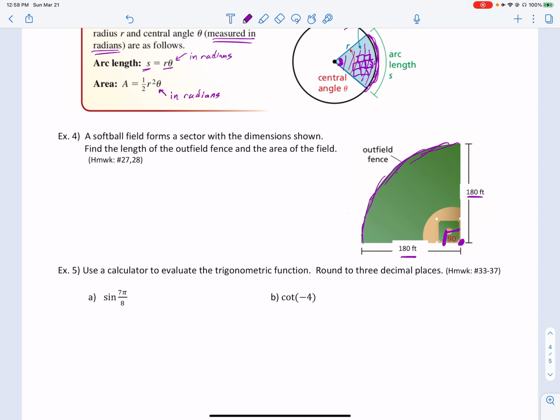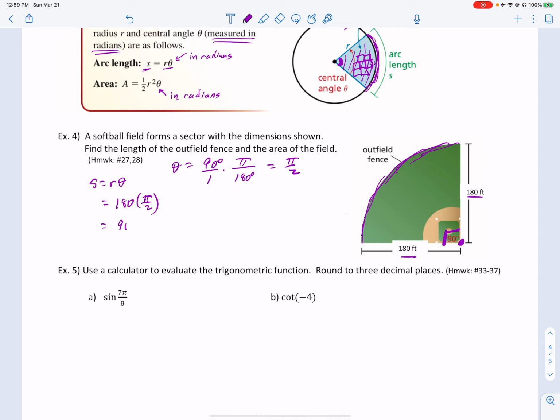Well, I want arc length, but for arc length, I want to use r theta, but theta has to be in radians. So the first thing I need to do is change 90 degrees to radians. So multiply by pi over 180 degrees, and that's going to become pi halves. If you don't change it to that, your answers will be wrong. So get the central angle in radians, and then the radius is 180, times pi over 2. And then, so it's exactly 90 pi.